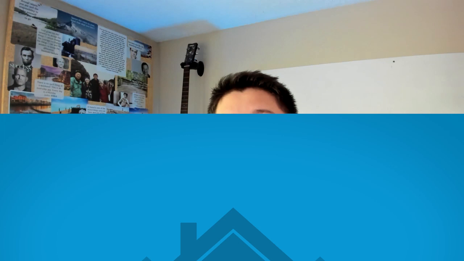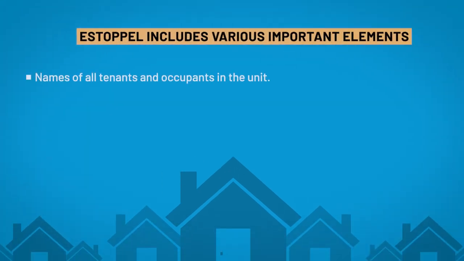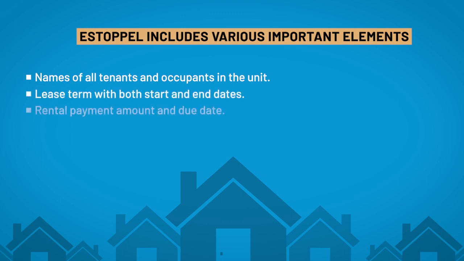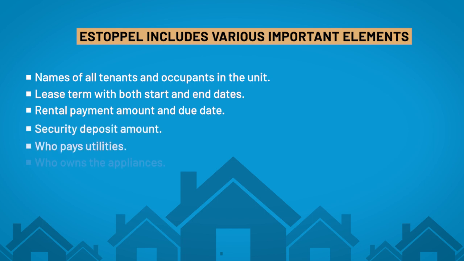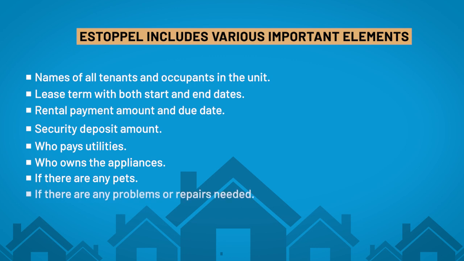Now, with this, the estoppel usually contains the following: names of all the tenants and occupants in the unit, a lease term with both start and end dates, rental payment amount and due dates, security deposit, who pays the utilities, who owns the appliances, if there are any pets, if there are any problems or repairs needed, and if there are any other agreements with the landlord. And now with this, we'll be diving into the pros and cons of an estoppel.